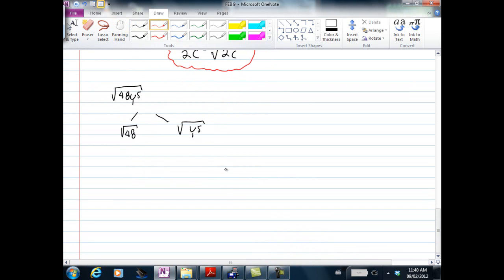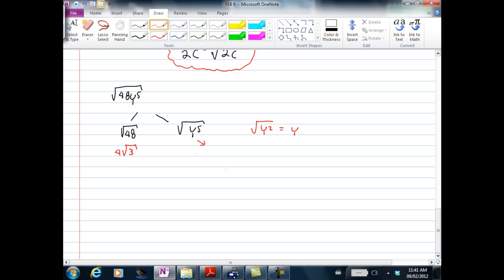4 root 3 is correct. Because root 48, remember, it goes back to yesterday's stuff. This becomes 4 root 3. Here comes the fun part. To do this, we know that the square root of y squared is y. So now it becomes a mind game. How many y squares can you fit in there? That's all it is.